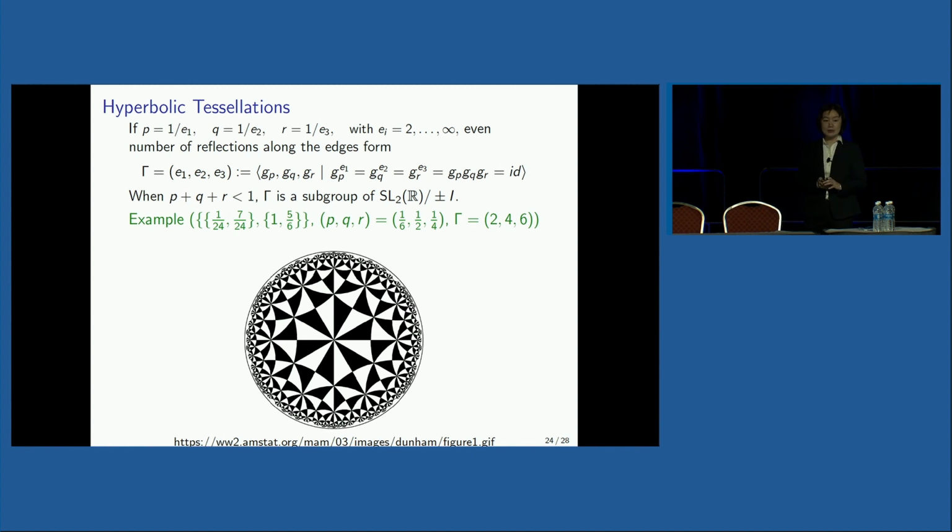In the second example, we are going back to the first hypergeometric datum, with 1/24, 7/24, and 1 and 5/6. If you compute P, Q, R, P will be 1/6, Q will be 1/2, R will be 1/4. So we get the triangle group which is (2, 4, 6). This turns out to be an arithmetic triangle group classified by Takeuchi.